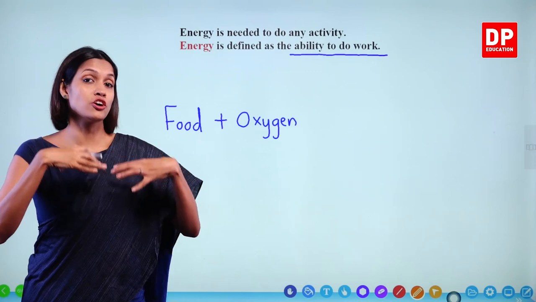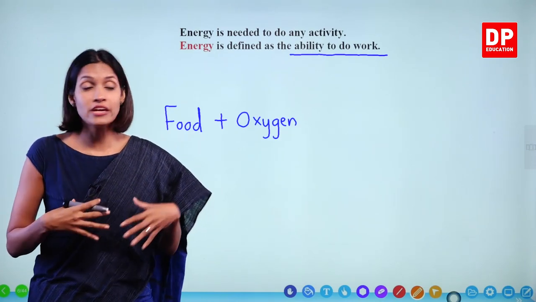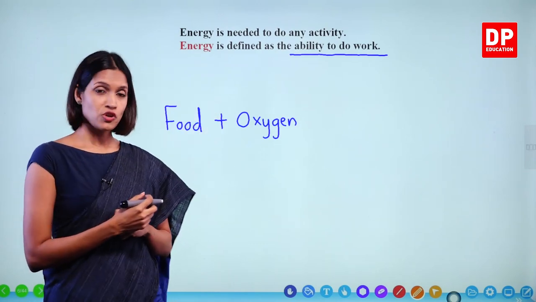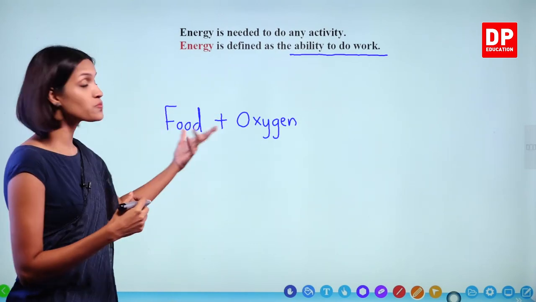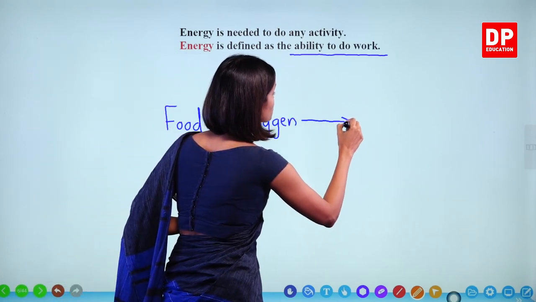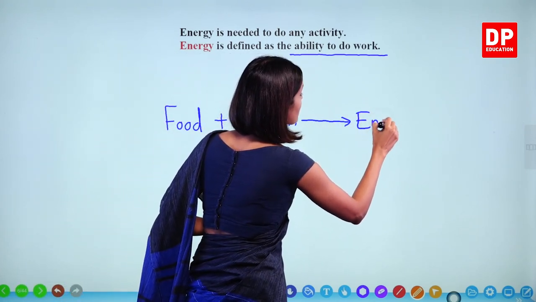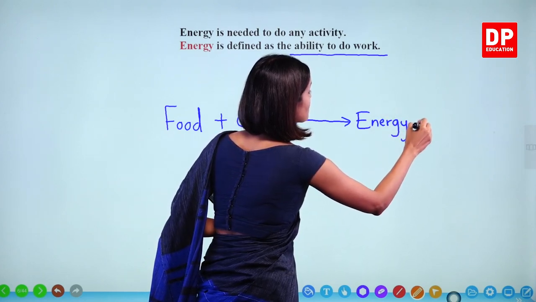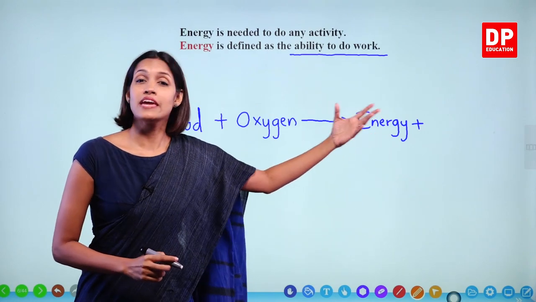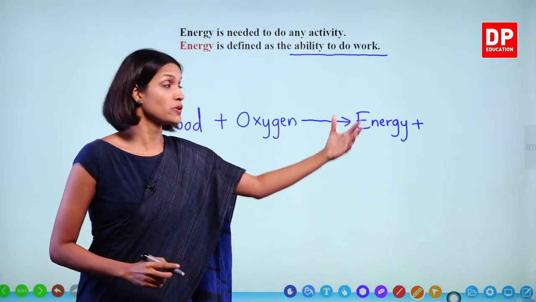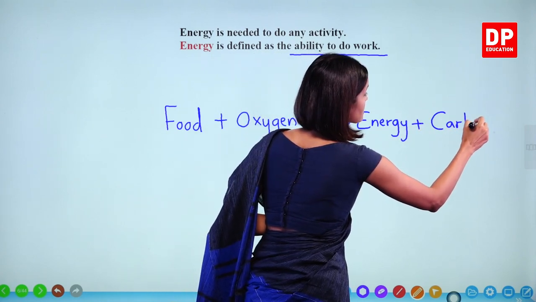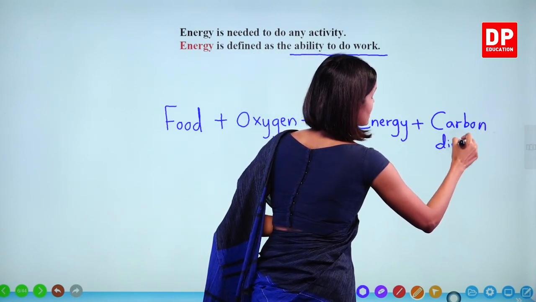Right? We inhale oxygen. So inside our body, this oxygen reacts with the food we eat. Okay, children? So then what is produced? When food and oxygen react with each other, energy is produced. Right? So the main result is energy, but as an extra product, this is known as a byproduct, carbon dioxide gas is produced.